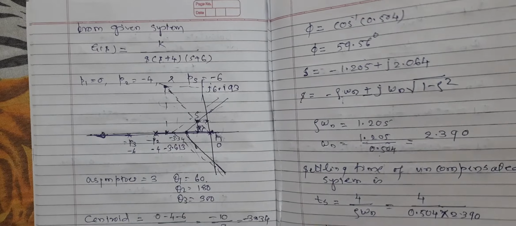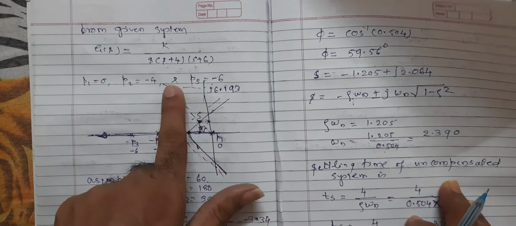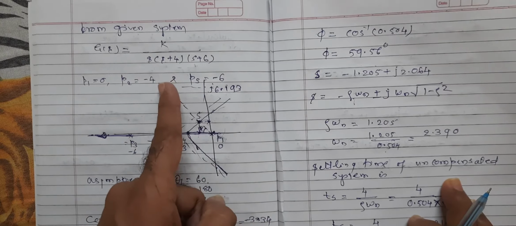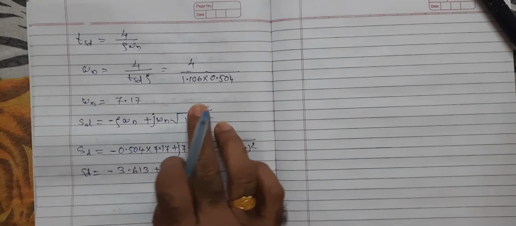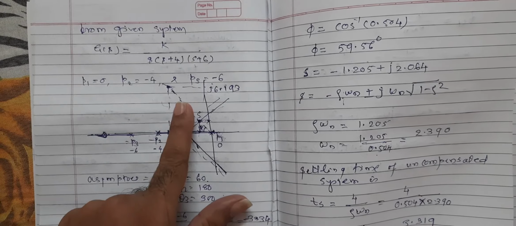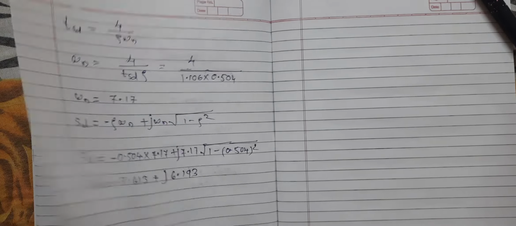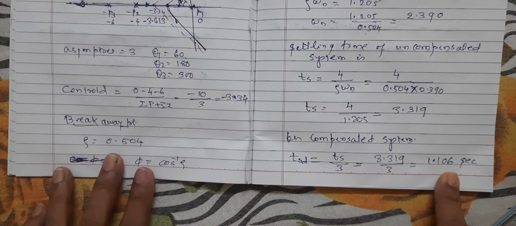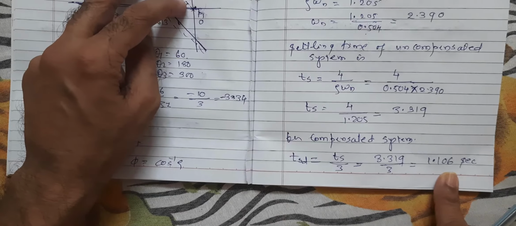These are my poles. Now this is my desired poles, where if these poles are on the root locus, then my system overshoot will be equal to 16%, and my settling time will be equal to this new settling time, that is 1.106, which is one third. That means I have to shift these poles from this position to this position.